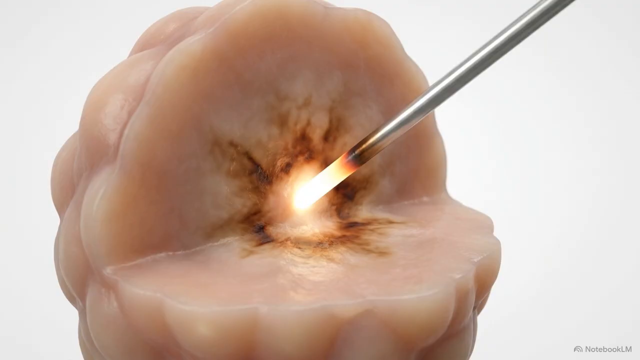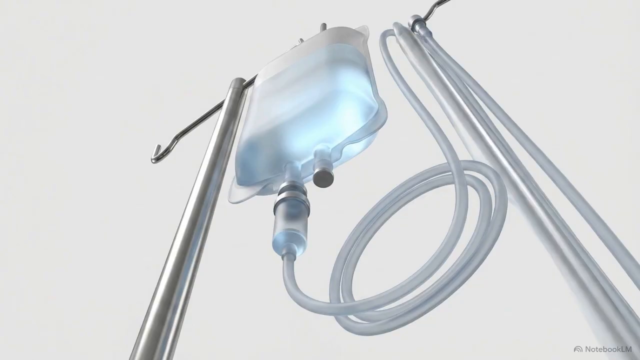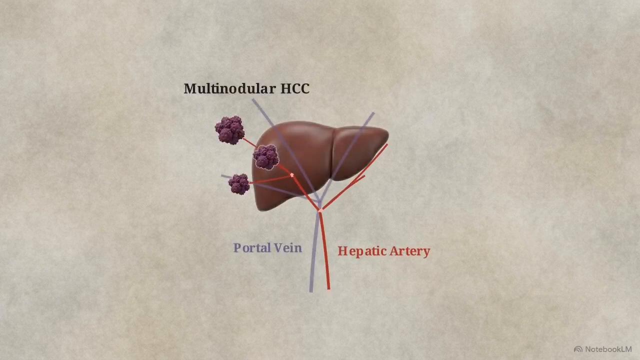For more advanced cases, we use local ablative therapies like radiofrequency ablation for small lesions. We use systemic therapy for metastatic disease, and we deploy arterial therapies like TACE or TARE to selectively cut off the hepatic artery supply to multinodular HCC.